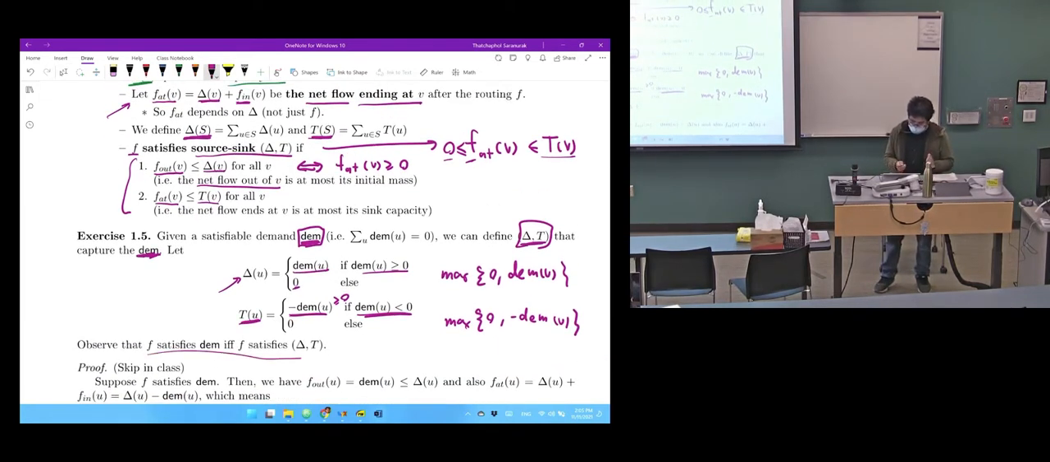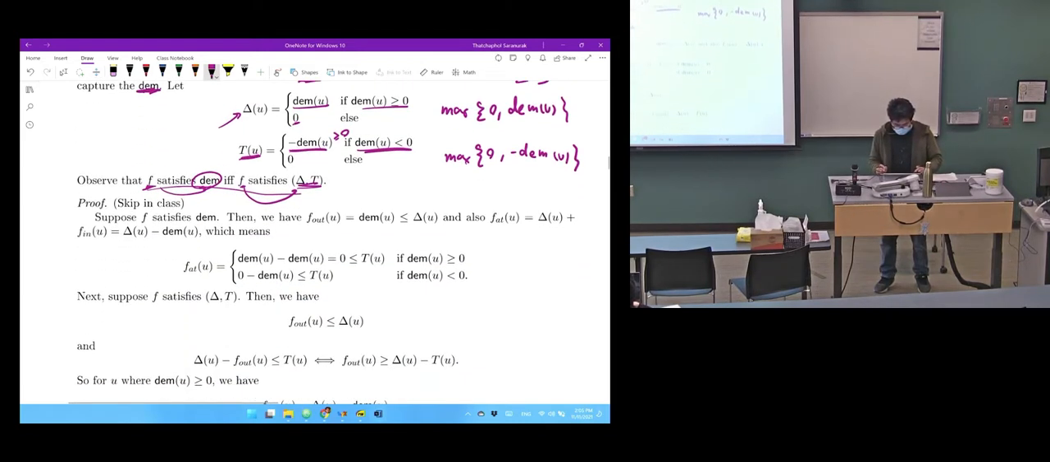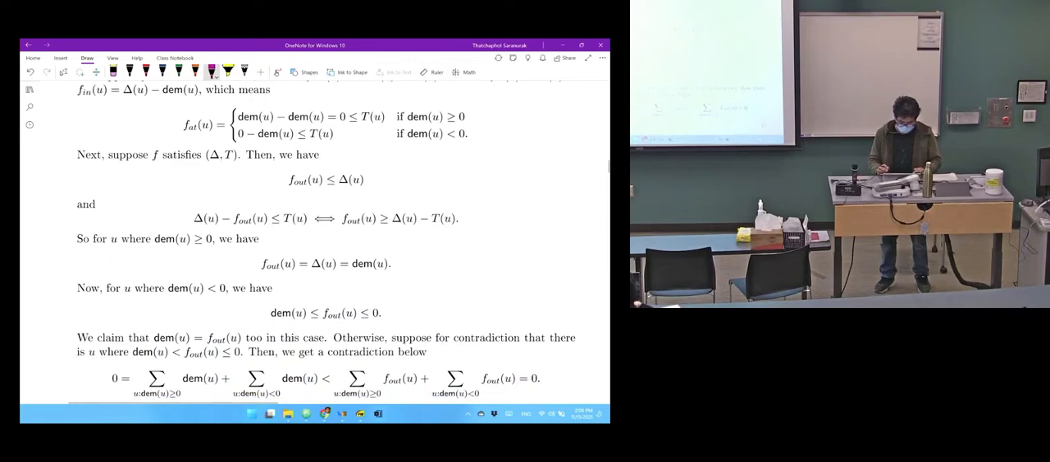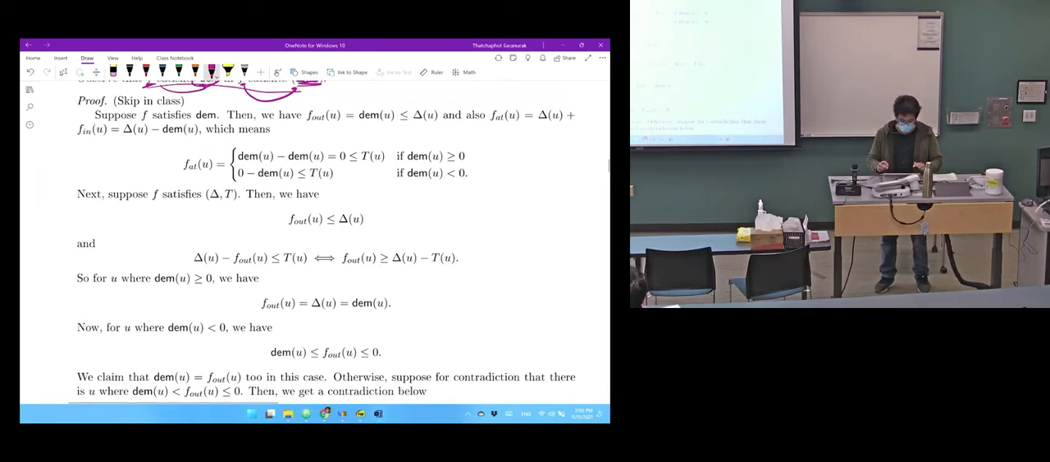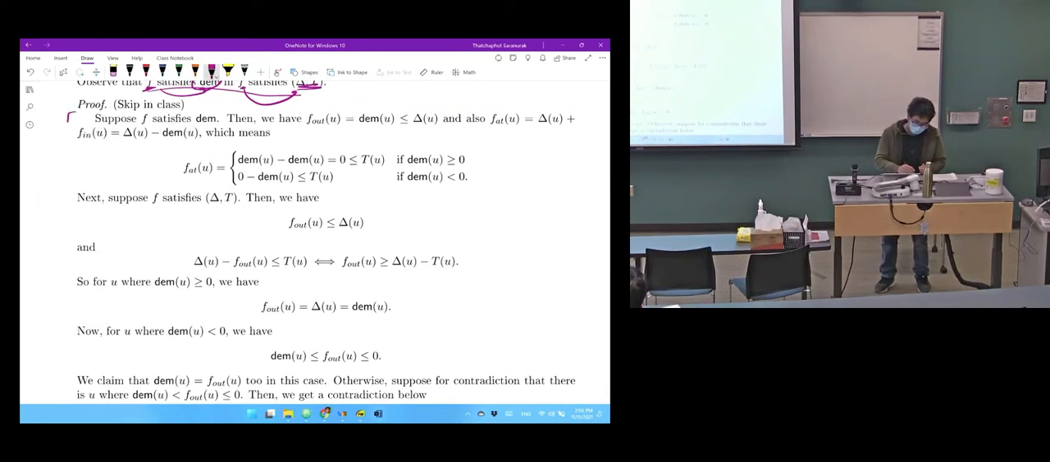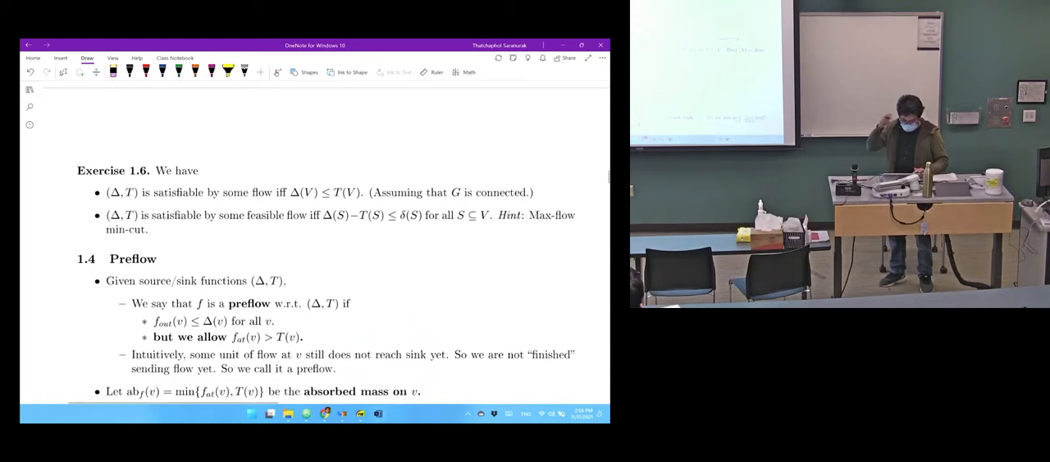So it will make sense, and this is going to be true: given any demand, you can define source and sink functions such that f satisfies this demand if and only if f satisfies this source-sink function. There is a proof, but it's boring, and I will just skip it. If you know a much better proof, please tell me, because I only have this clumsy proof here, which is long.